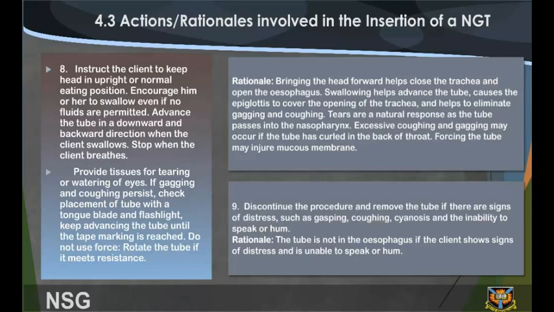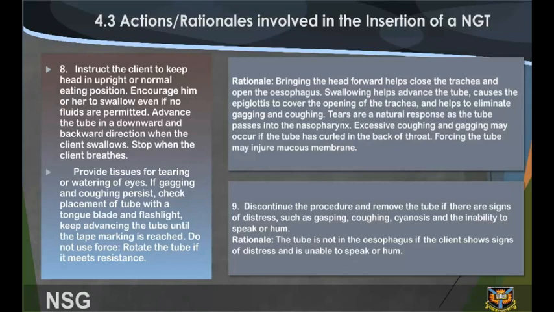Rationale: bringing the head forward helps close the trachea and open the esophagus. Swallowing helps advance the tube, causes the epiglottis to cover the opening of the trachea, and helps to eliminate gagging and coughing. Tears are a natural response as the tube passes into the nasopharynx. Excessive coughing and gagging may occur if the tube has curled in the back of the throat. Forcing the tube may injure the mucous membrane.